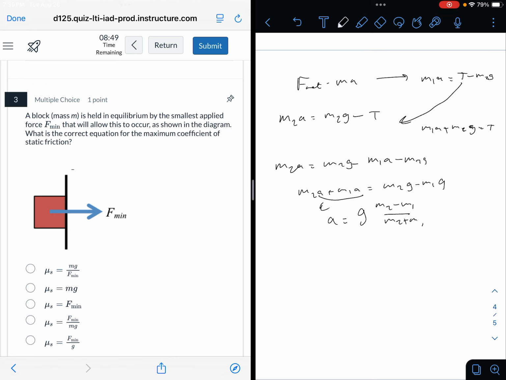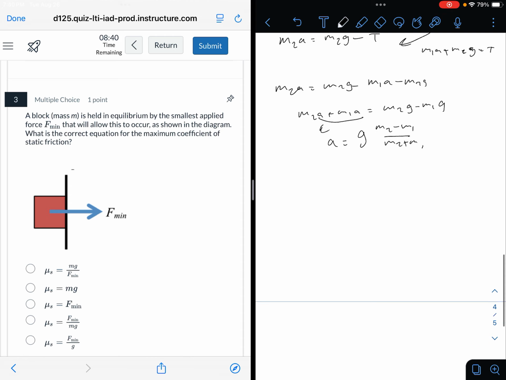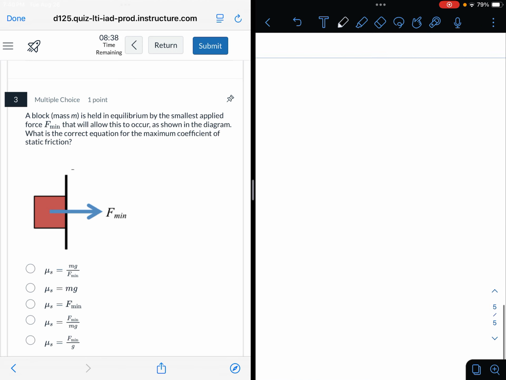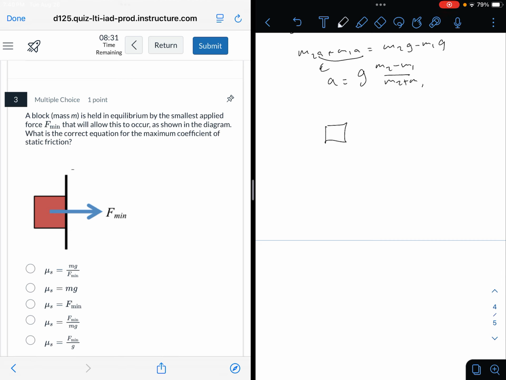So block M is placed into equilibrium, and we want to find the smallest amount of force that will allow this to occur. And what's the coefficient of static friction? So at the smallest, let's draw an FBD of the block. I hope my pencil didn't die. That would be my Apple pen. Well, not really an Apple pencil. I have the F min here, and then there's the normal force that's counteracting that. There's going to be the weight force, mg, and there's going to be the upward frictional force that keeps the whole thing up. Friction is the thing that keeps this thing up.